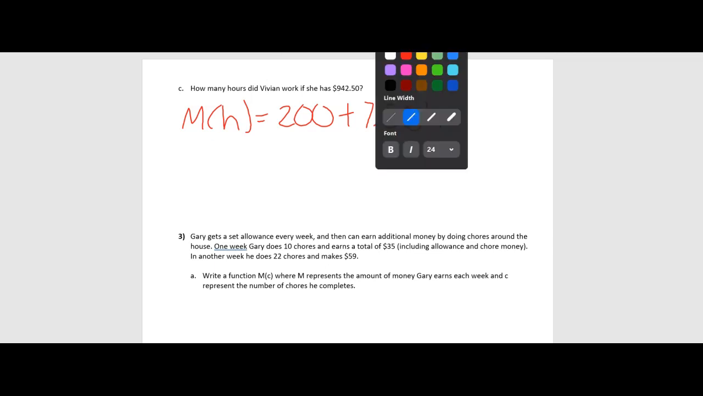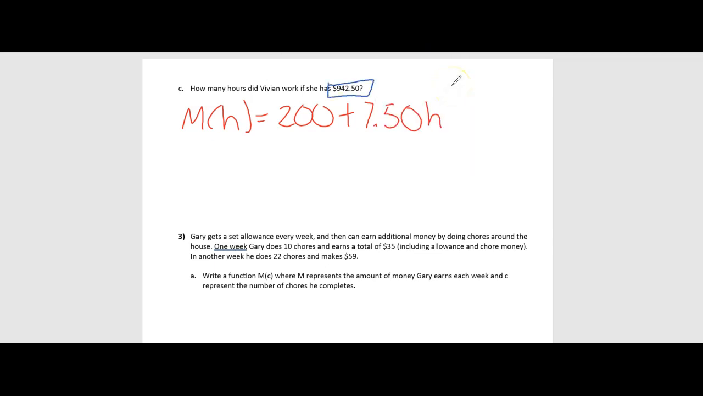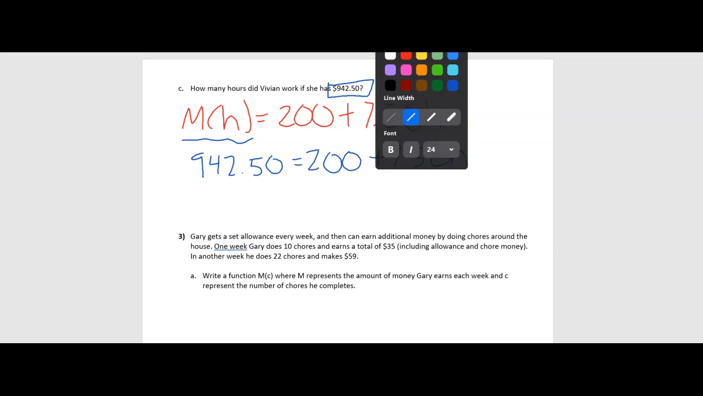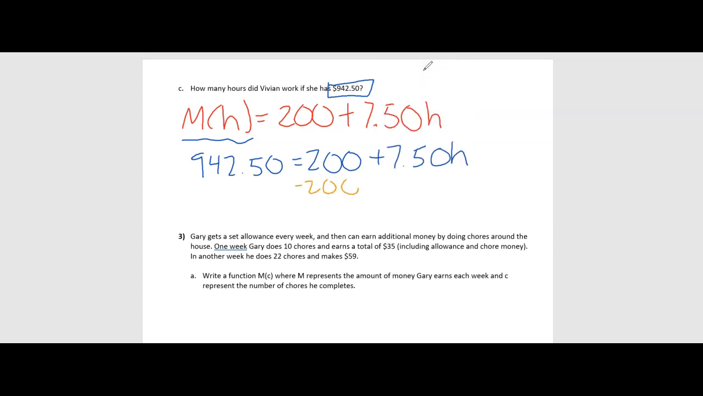And this time they're giving us a dollar amount. So we have to think about which variable stood for money. Well, it was the m. So we're going to replace the m of h with 942.50 and solve for h, because we're trying to figure out how many hours it took her to obtain that much money in her account. You can start off by subtracting 200 from both sides.